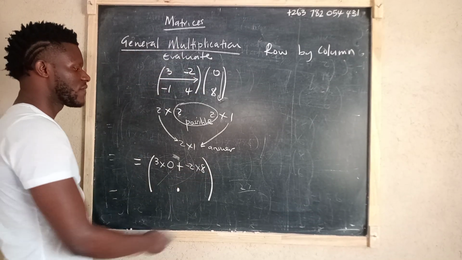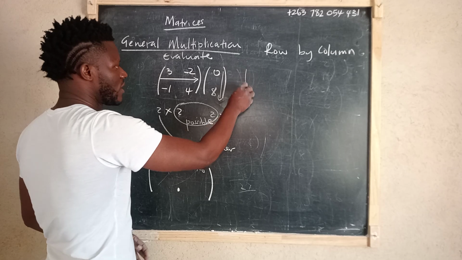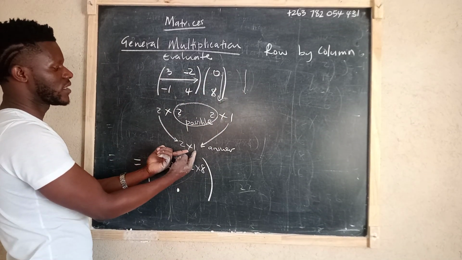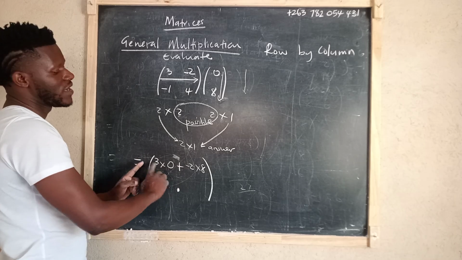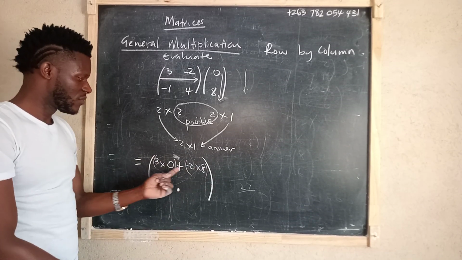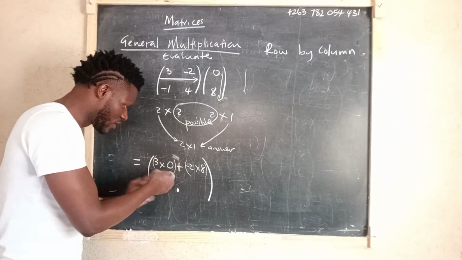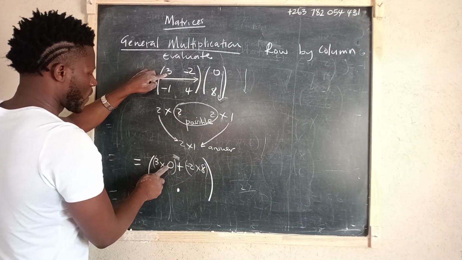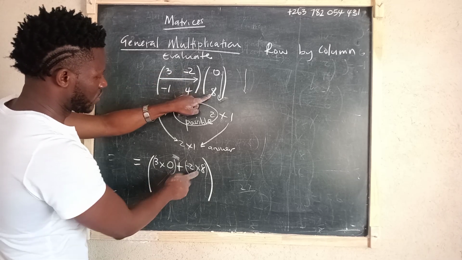Check, we do not have another column here, so it is simply row by column, plus. Already this told us to only have one digit on top. Remember, you multiply first before you add, that's why it's important to include brackets. Let me confirm: 3 times 0 plus minus 2 times 8, correct.